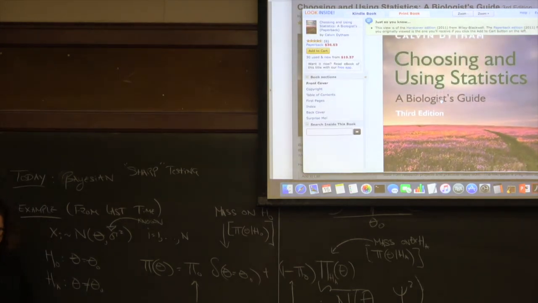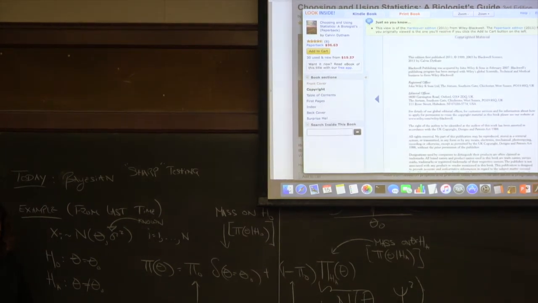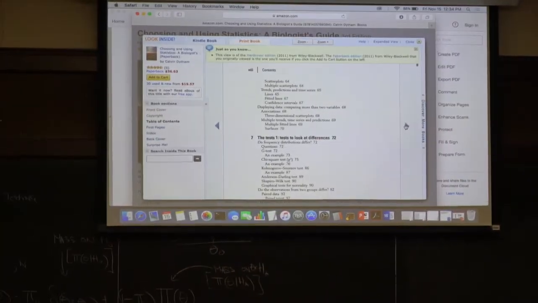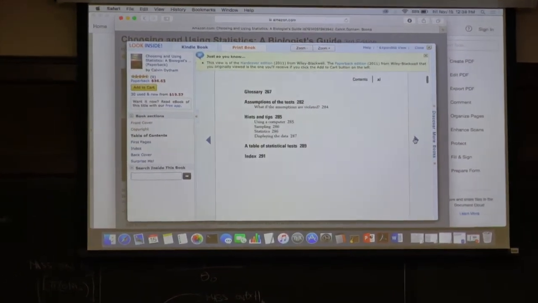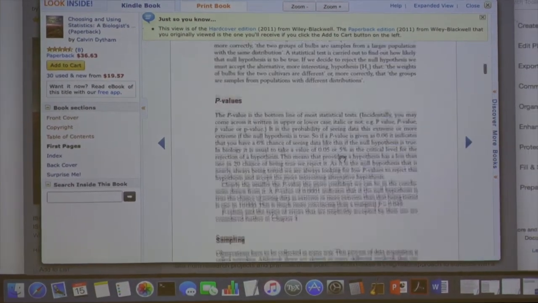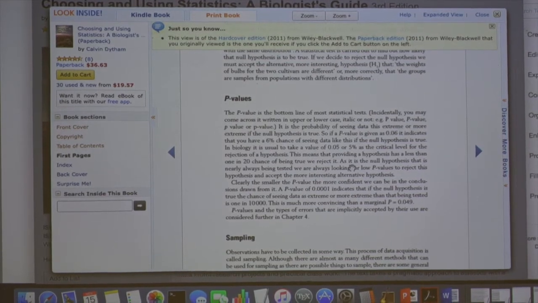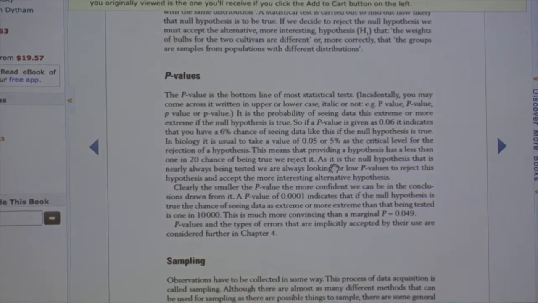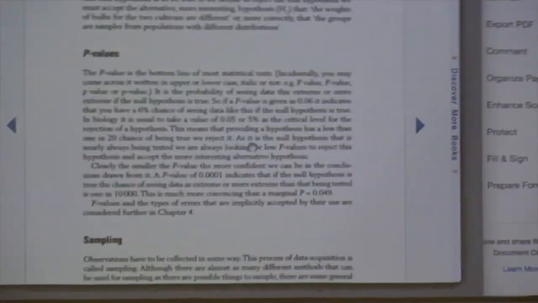Amazon's pretty cool. They'll let me look inside this book. So I'm just going to click through it a little bit. He's got some stuff in here. Let's just click to the beginning. He has a glossary. And I like glossaries. It's like, let me know what the terms are. Explain them to me. And he has a passage on p-values.